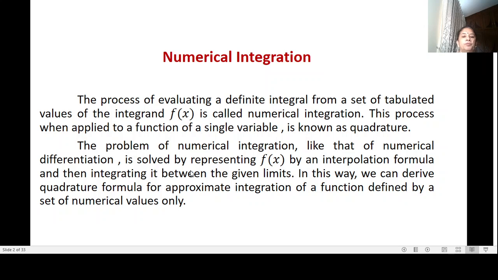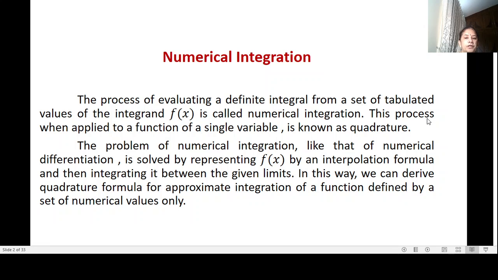Now, the problem of numerical integration, like that of numerical differentiation, is solved by representing f of x by an interpolation formula. Okay, so either Newton's forward difference interpolation formula or Newton's backward difference interpolation formula is taken and numerical integration is done. So, just like numerical differentiation, the problem of numerical integration is solved by representing f of x by an interpolation formula and then integrating it between the given limits. So in this way, we can derive quadrature formula.